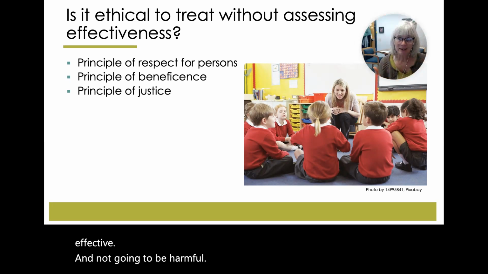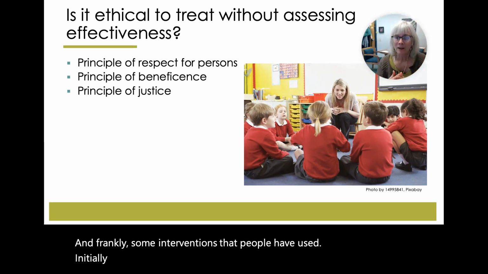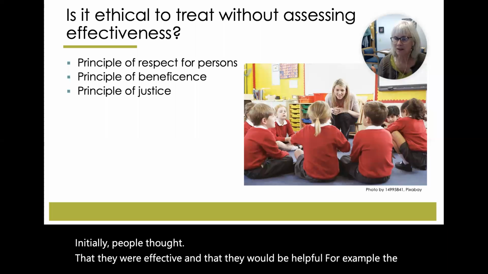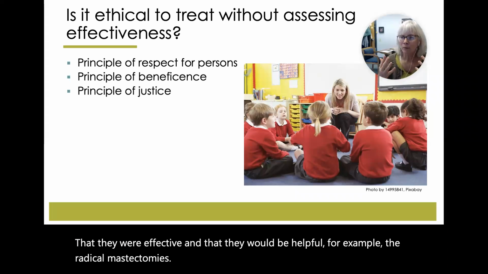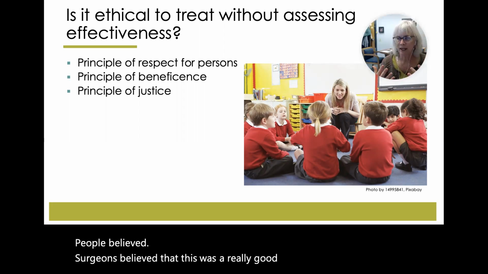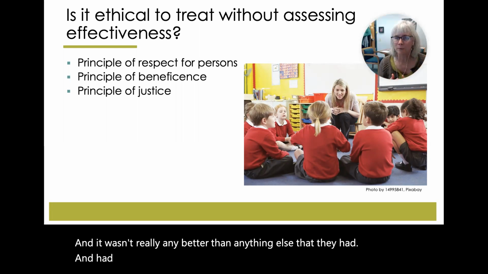And frankly, some interventions that people have used, initially people thought that they were effective and that they would be helpful. For example, the radical mastectomies that surgeons believed was a really good way of controlling cancer. And it wasn't really any better than anything else that they had, and had other kinds of problems.